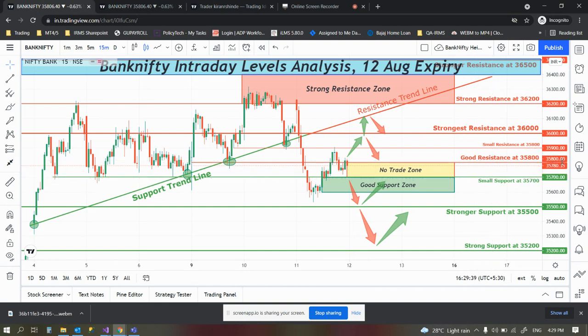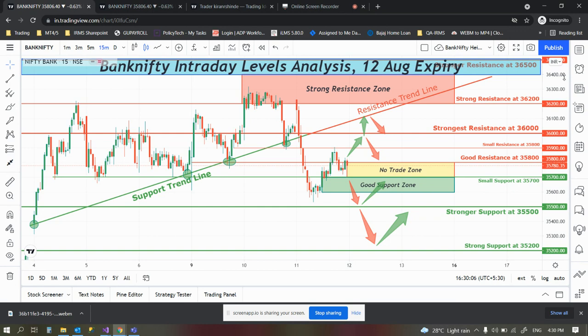Second, above we have a good resistance at 35,800. Okay, strongest resistance is at 36,000, strong resistance is at 36,200, and stronger resistance is at 36,500. Still the strong resistance zone is becoming stronger and stronger between 36,200 to 400.